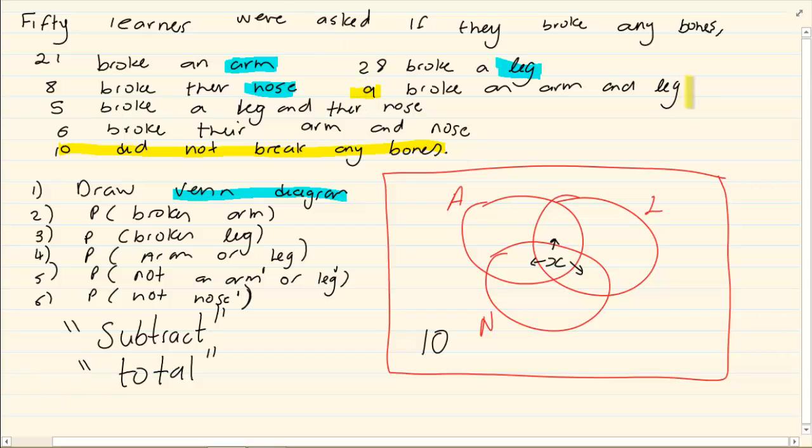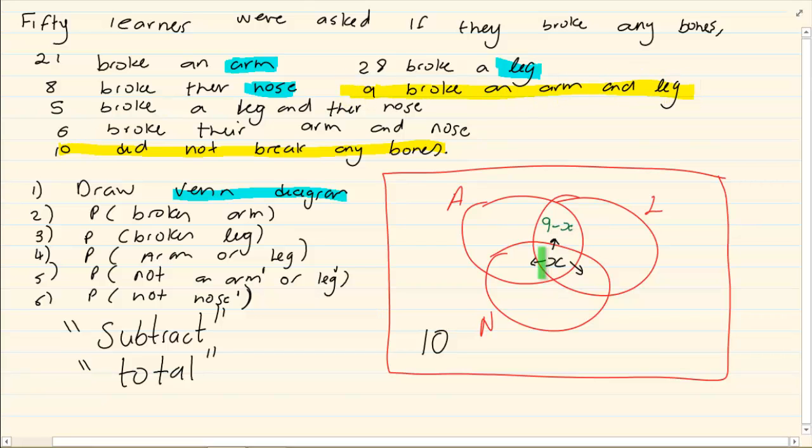9 broke an arm and a leg. Now an arm and a leg is this entire block. Can you see? Wherever I'm coloring, that is an arm and a leg. So the whole thing must be 9. Not just this. That's not accepted. Because you know the whole thing has to be 9. So what is this? 9 minus x. So when I total it, 9 minus x plus x equals 9. So it is 9 minus x. So we are done with arm and leg.